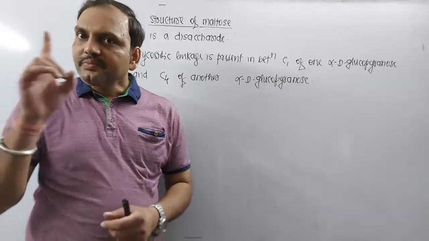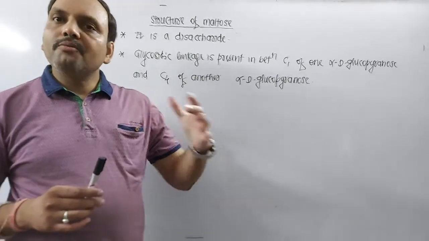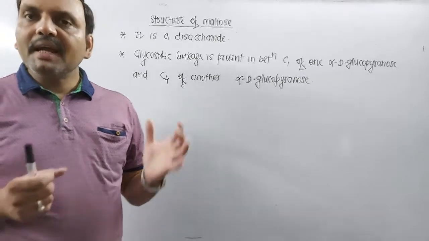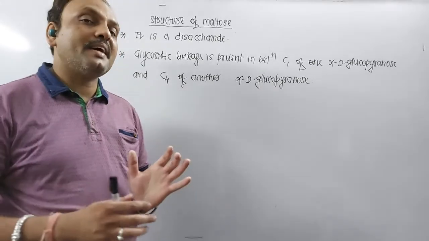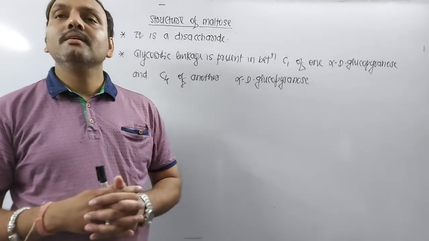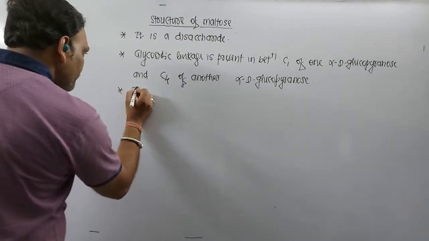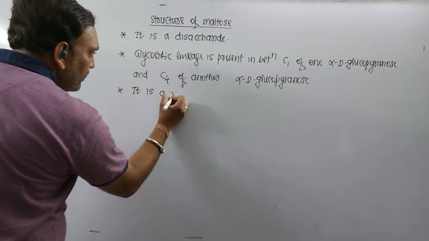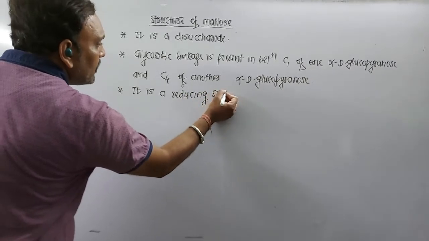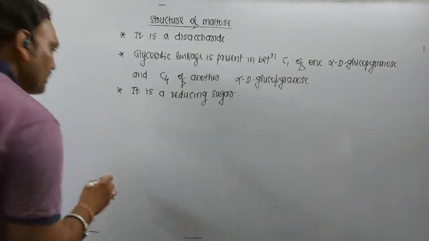remember, the first carbon happens to be the anomeric carbon. The first carbon of one of the rings is engaged in the glycosidic linkage, but as far as the other ring is concerned, it happens to be free. Thus, maltose is a reducing sugar. Now let's see the structure of maltose.